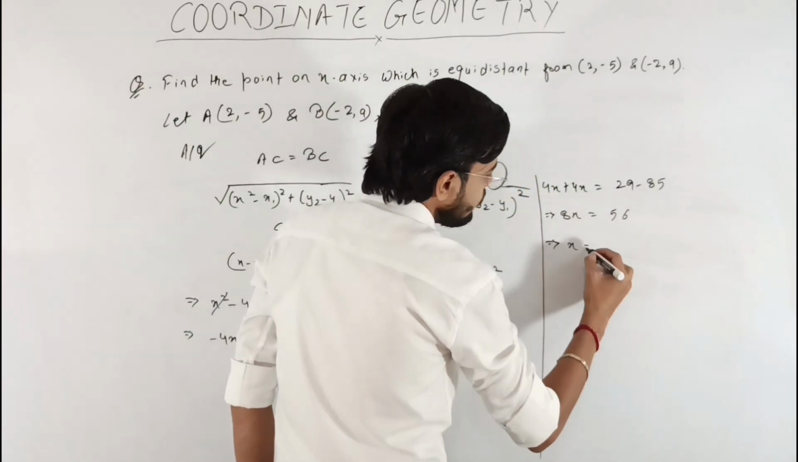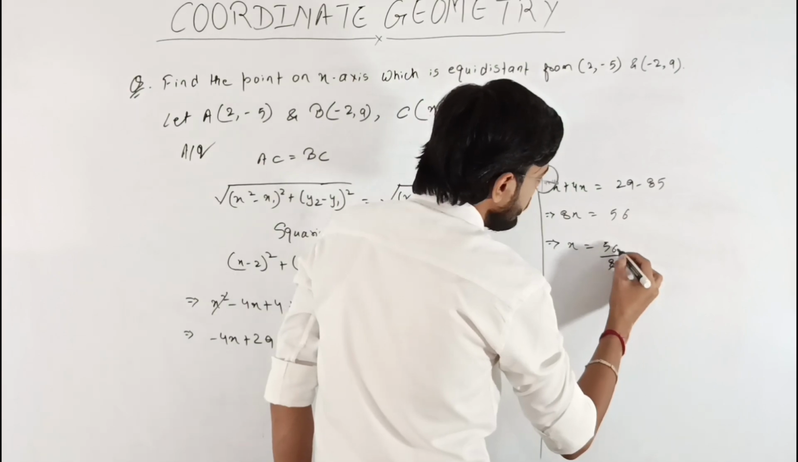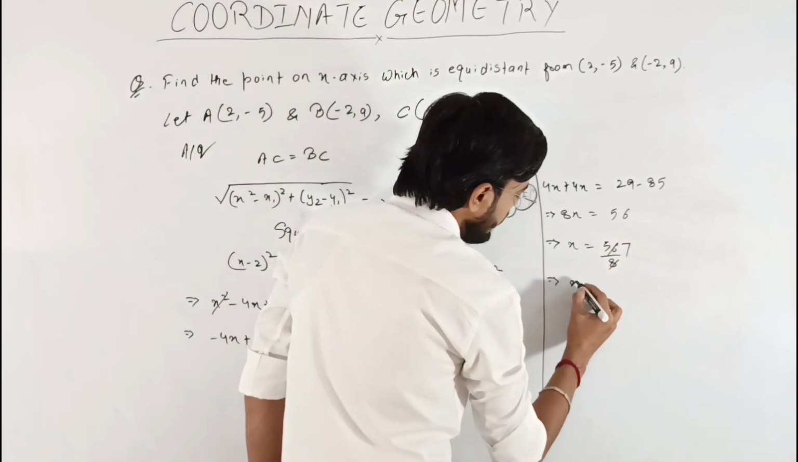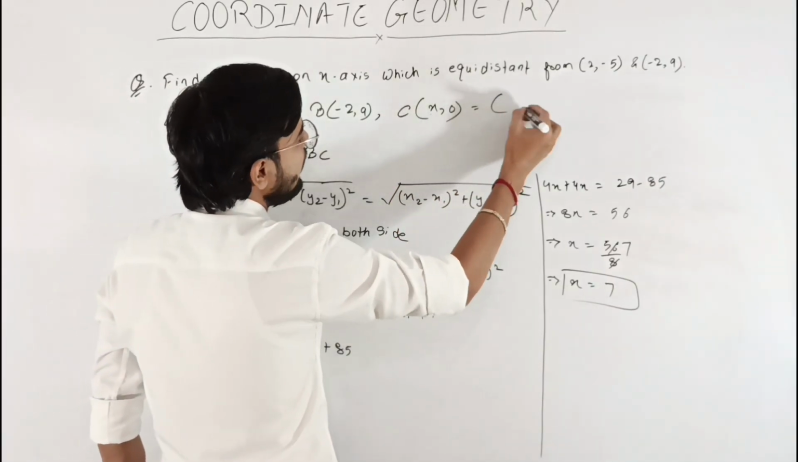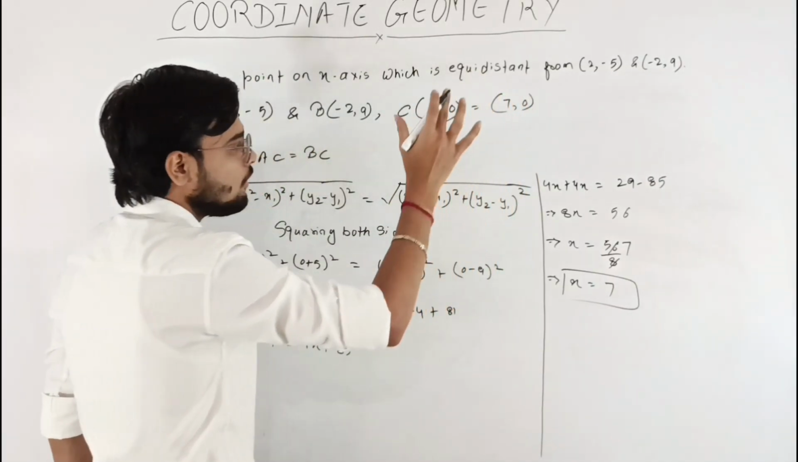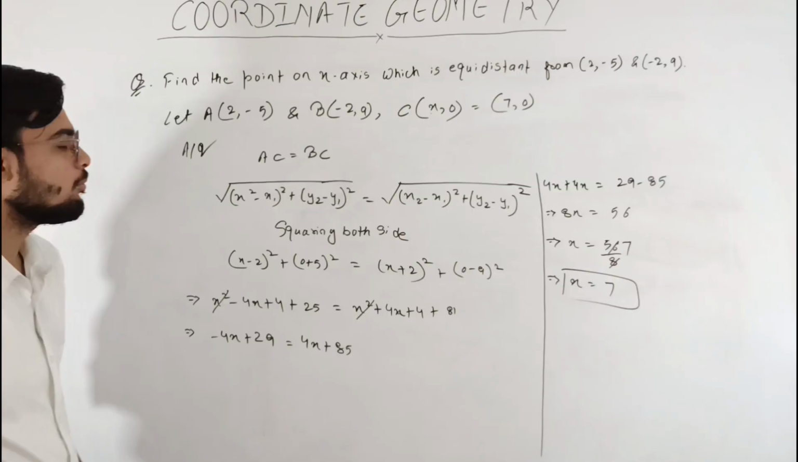Okay, so from here x is equal to what? 56 upon 8. So 8 7s are 56. So x is what? 7. Then the coordinates of point C is what? 7, 0. Understood? Let's see one more time.